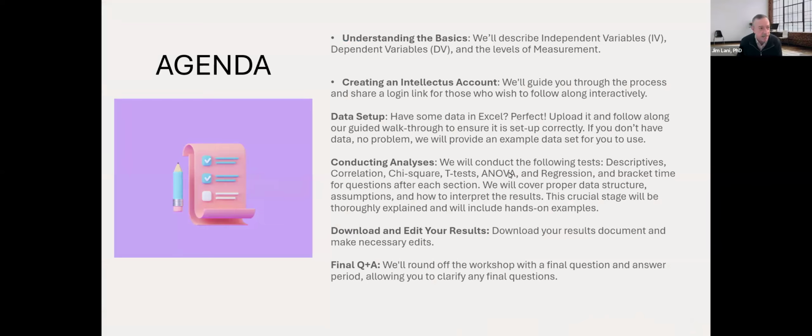What I'm going to look to cover today is really just the basics. You need to know what independent and dependent variables are and levels of measurement. Why? Because in any tool, you're going to need to know what your outcome variable is, and some of those tests only accept certain levels of measurement of your variables. So you need to know what that is. We'll show you how to log in to Intellectus. How do you set up data? How do you conduct the different analyses? And I'll go through several of these. How do you download? And then I will squeeze in the summary of the results and then a final Q&A.